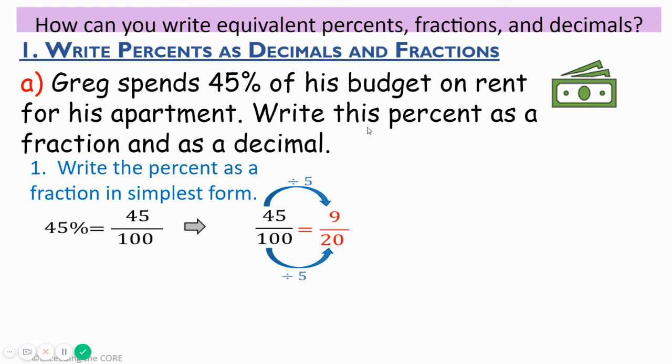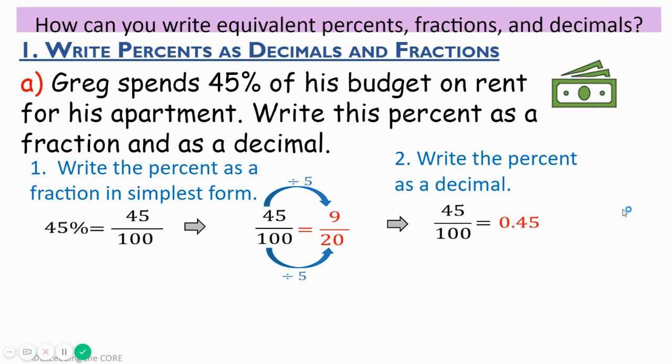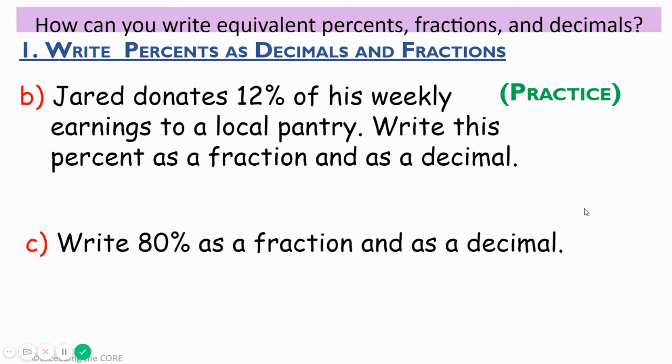And then we're going to write this as a decimal. So if we go back to 45%, you just divide by 100, or move your decimal place to the right of 45 to the left twice to get 0.45. So 45% is 9 over 20 and is equivalent to 45/100ths. All right, so a couple practice problems if you want to pause and try these out before we move on, and then I'll do some explanations.